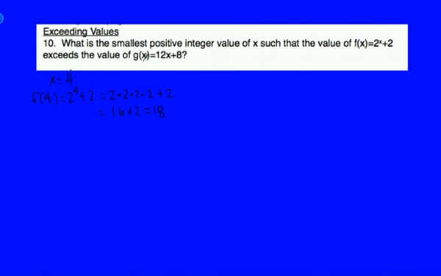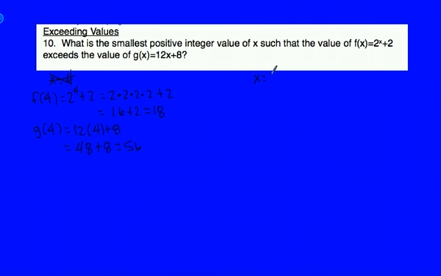So I need to check g of x and plug in 4 for the x and see if that gives me a value that is bigger than 18. So I'm going to do g of 4, which is equal to 12 times 4 plus 8. Well, 12 times 4 gives me 48, and 48 plus 8 is going to give you 56. So that means that f of 4 is not exceeding g of 4, so I can mark out 4. It's definitely not going to be 4. All right, so I know that it's probably a good bit off, so I need to pick something a little bit higher.